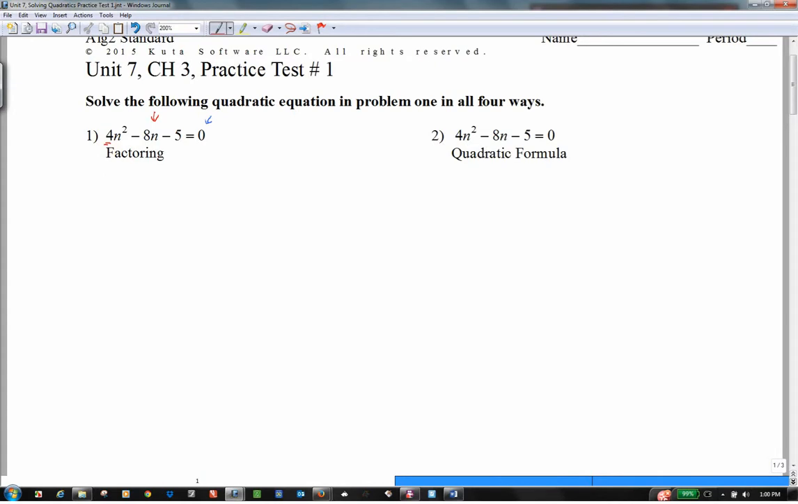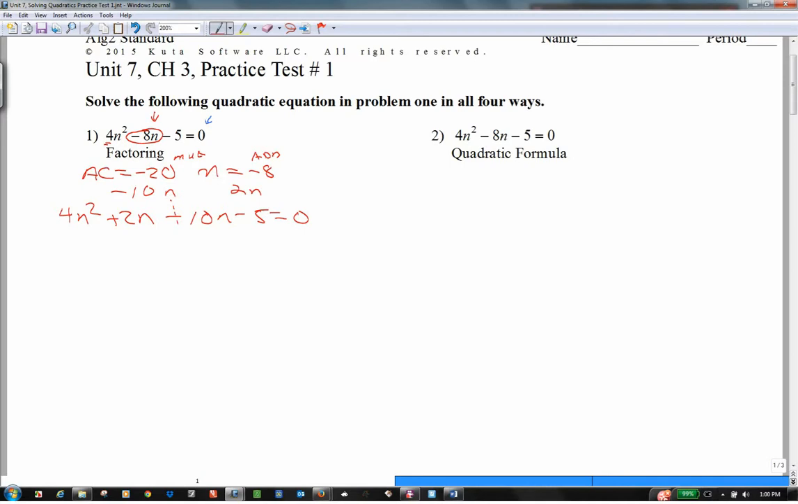So that means I'm going to have to use AC middle. So AC is equal to a negative 20. The middle is equal to a negative 8. So the two numbers that would multiply to the negative 20, add to the negative 8, would be a negative 10 and a positive 2. Those would have to have n's on them. I'll pull the negative 8n out and replace it by the negative 10n and the 2n, coupling the 2n with the 4n squared. So 4n squared plus 2n minus 10n minus 5 equal to 0.